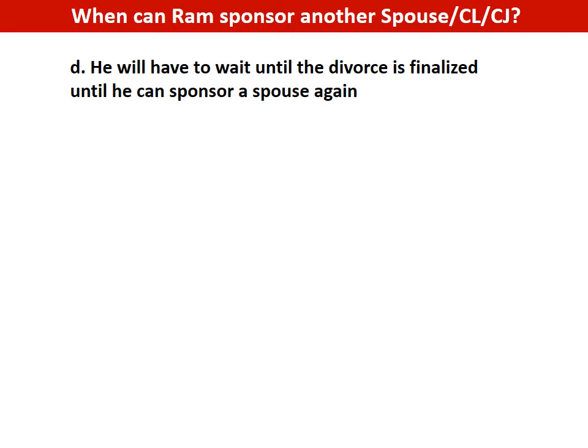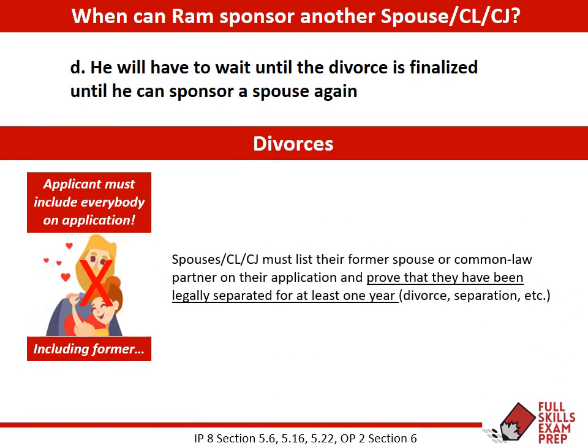So remember, of course, the divorce has to be finalized in order to sponsor somebody else. And remember that for the person being sponsored, if it's the spouse or common law partner or conjugal partner who was sponsored, remember they have to prove that they've been divorced or separated for at least a year before they can be sponsored again. Now, remember, Ram was the sponsor, so this is a little bit different for him.